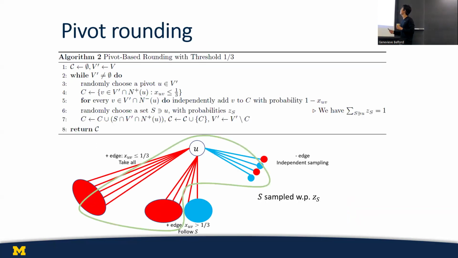Okay, that's good. But the second rounding algorithm is slightly more complicated. It's called Pivot, but again, it's not too complicated. It's again a whole algorithm from the paper. It's again an iterative algorithm.